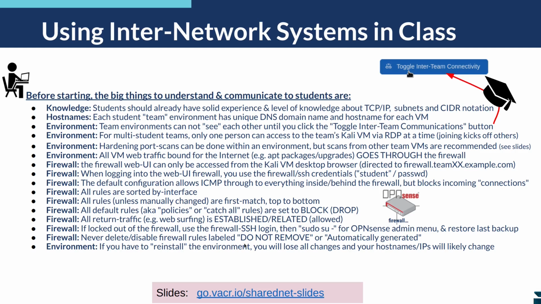All default rules, or policies, or catch-alls are set to block. So if it doesn't pass any other rule in a listing of firewall rules, then the last, not shown, rule is to block or drop the packets. So that's just a good firewall practice. Everything is blocked by default. You just poke the holes you want. That's all you need to remember. All return traffic we talked about is established related.